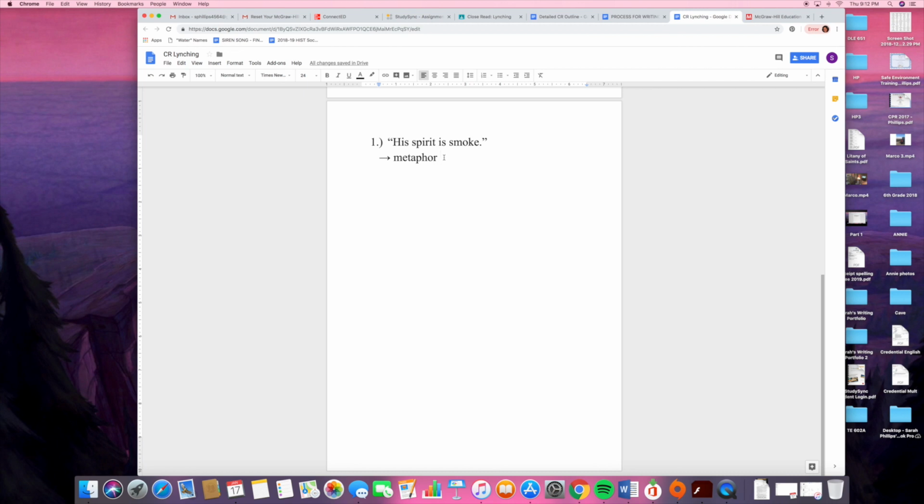Now, how would this compare to Roll of Thunder? First of all, what feeling is evoked by saying his spirit is smoke? Okay, so what I'm going to think about is, well, his spirit is smoke. How can I find out what the emotion is from that? I want to think about that imagery in my head. That image of his spirit is smoke. Comparing smoke to someone's spirit. Okay, so give yourself a little moment, think about, what does that make me think? I'll wait till you write it down.